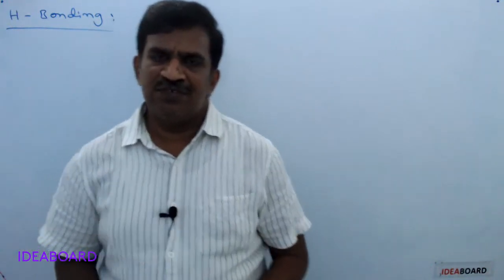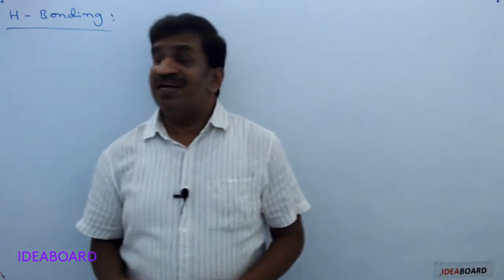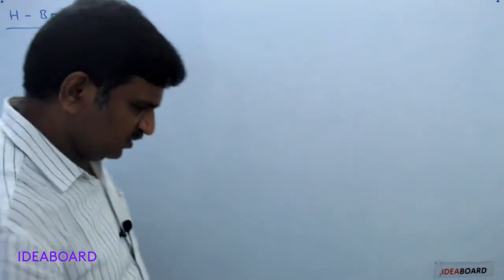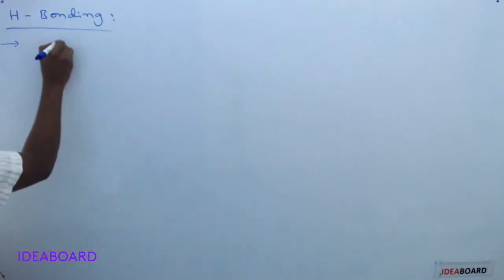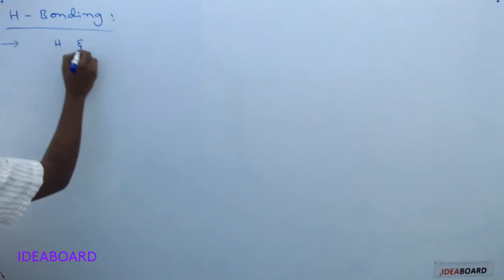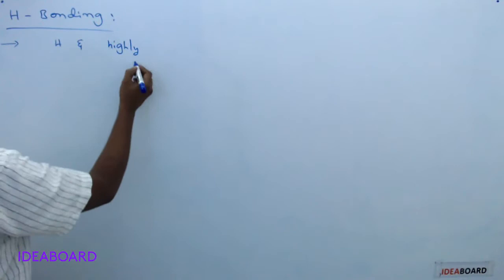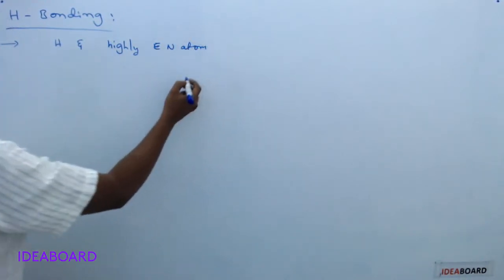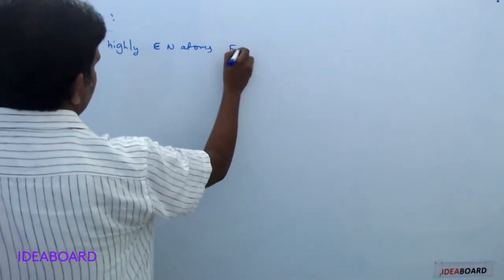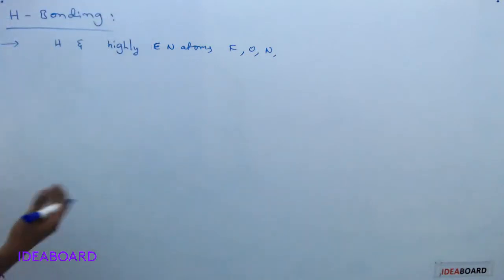Hi students, this is the last topic in the chemical bonding chapter. Hydrogen bonding. What is hydrogen bonding? Mainly, it is shown by hydrogen and highly electronegative atoms. Here, highly electronegative atoms means fluorine, oxygen, nitrogen, and in only one compound, chlorine is also present.